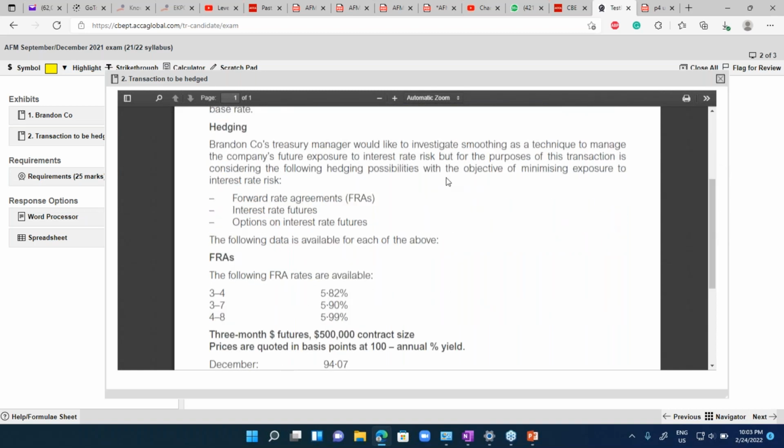Brendan, treasury manager, would like to investigate smoothing as a technique to manage the company's future exposure to interest rate risk. But for the purpose of this transaction, he is considering the following hedging possibilities with the objective of minimizing exposure to the interest rate risk: forward rate agreement, interest rate future, and option. Firstly, we will solve the future, then we will solve the remaining two.